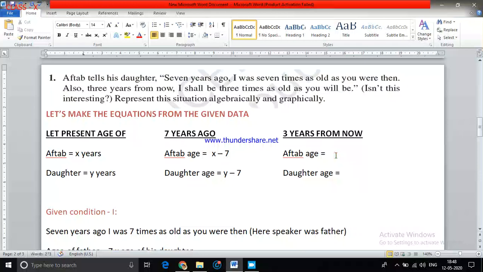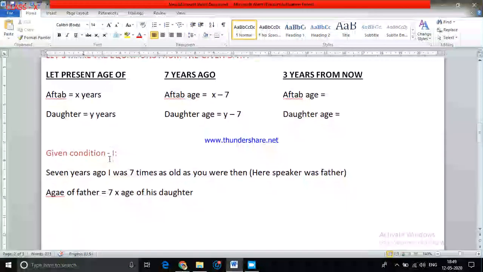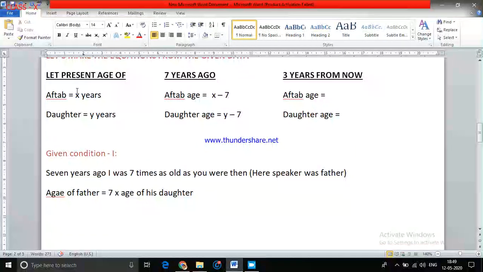Now I come to after 3 years from now. 3 years from now means after 3 years. Now what do you say? His present age is x years. Be careful. Generally, the mistake students make is they write the present age as x and the daughter's present age as y, and 7 years ago they write x minus 7, y minus 7, correct. But when it comes to 3 years from now, so plus 3 I have to add, right? So they write x minus 7 plus 3, which will be x minus 4.